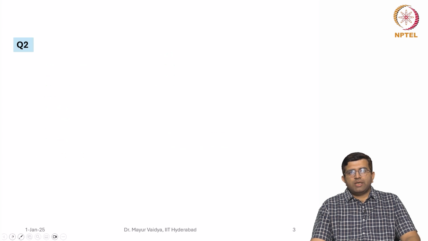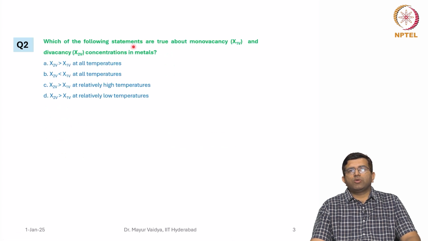Moving on to the second question. Which of the following statements are true about the monovacancy and divacancy concentration in metals? Monovacancy concentration is less than divacancy at all temperatures, or divacancy concentrations are less than monovacancies at all temperatures, or divacancy is greater than monovacancies at relatively high temperatures, or divacancy concentration is greater than monovacancy at relatively low temperatures. So, this is more or less a straightforward question.